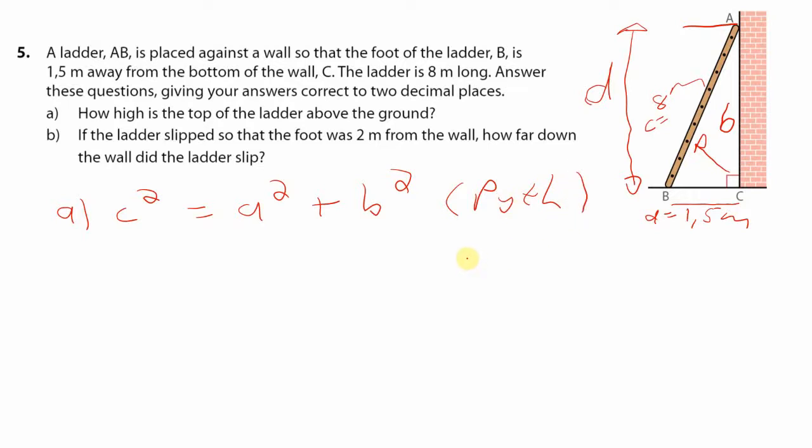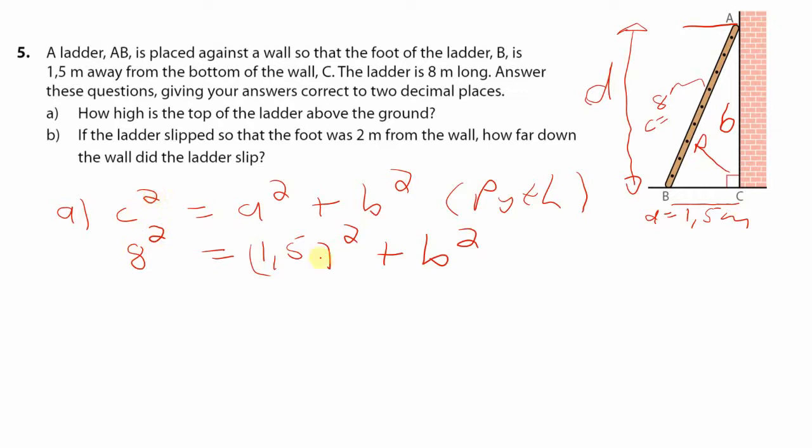What is the next step? Yes, we substitute the values. In the place of c, we have 8. In the place of a, we have 1,5. We still have to square that. In the place of b, well, we don't know. That's what we have to find out, the height of the wall where the ladder meets the wall.